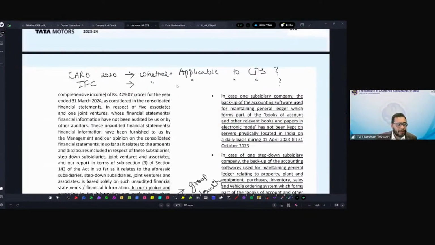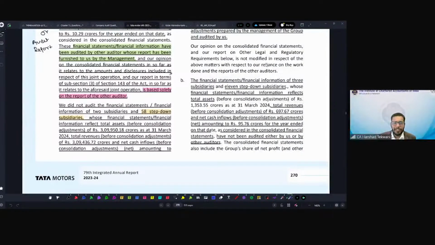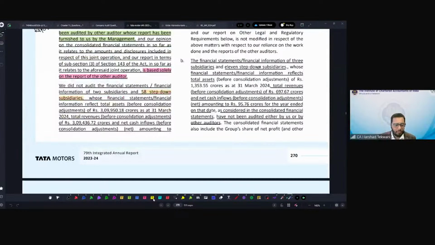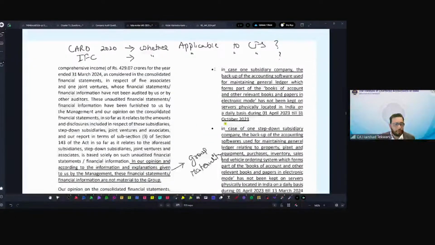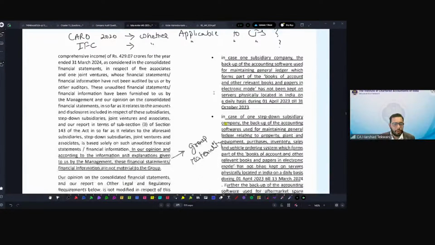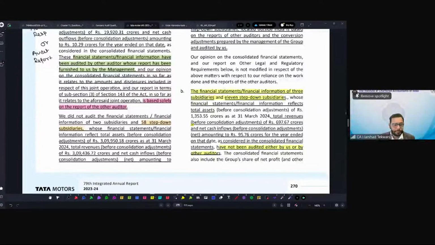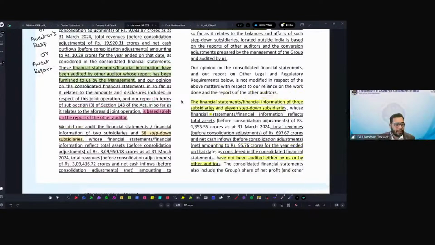So here it was written, see, the financial statements and financial information of 3 subsidiaries and 11 step down. So this has not been audited by anyone. And then out of that, over here, wait a minute. This is not audited. There was one more where it was not available.